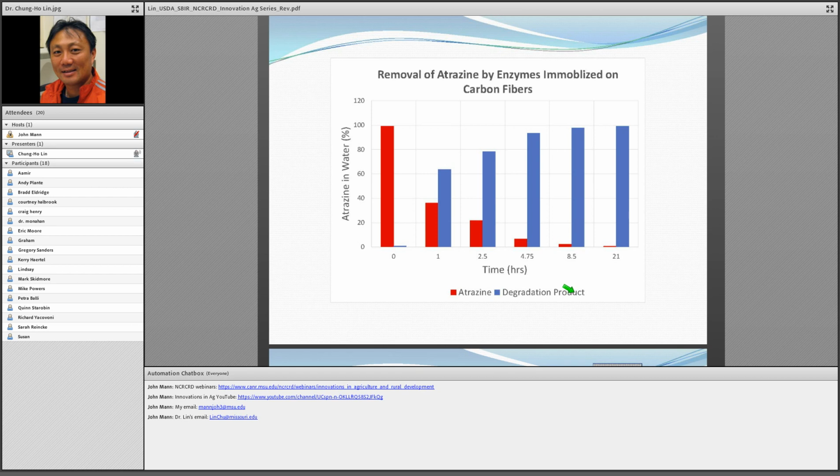And the blue color represents the percentage of the degradation products. Okay. Feel free to stop me if you have any question.